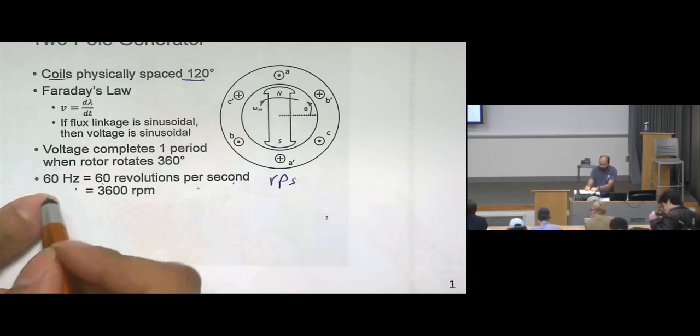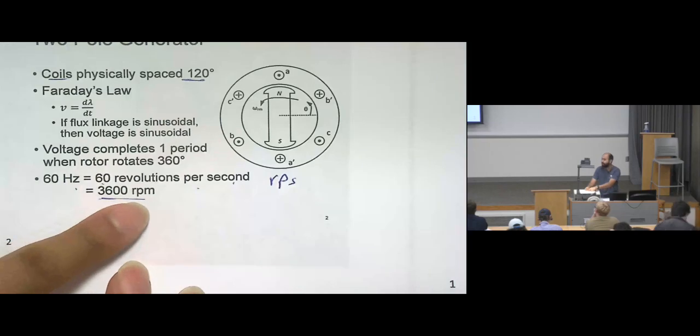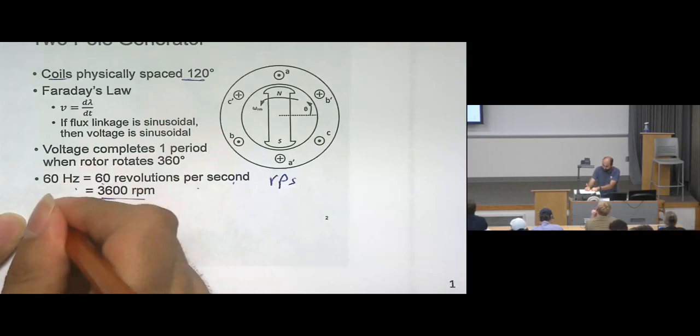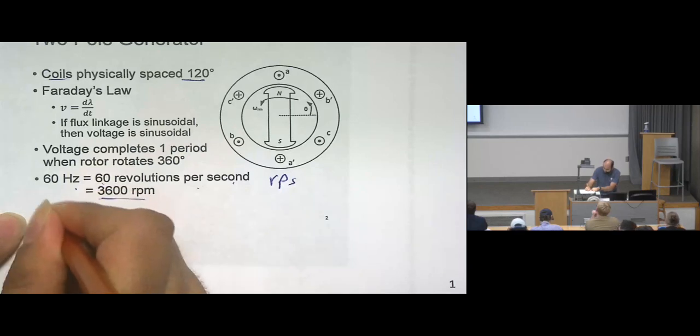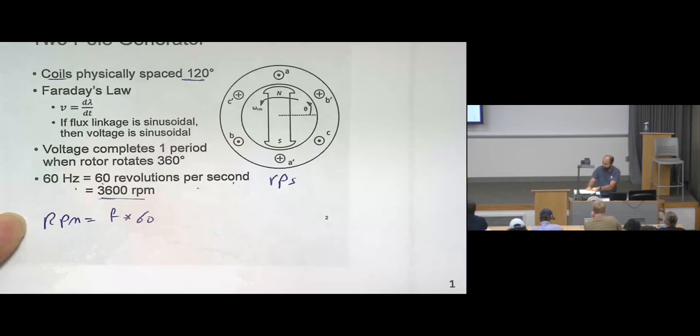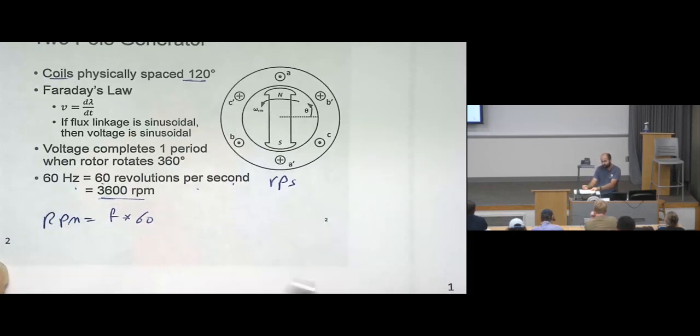So 60 hertz provides us 3,600 RPM. How did I find it? Basically, RPM equals the frequency times 60. Then 60 times 60 is 3,600. How about in Europe, if the frequency was 50 hertz? It will be 50 times 60, which is 3,000 RPM. So it depends on the operating frequency of the grid, whether it's 60 hertz or 50 hertz.